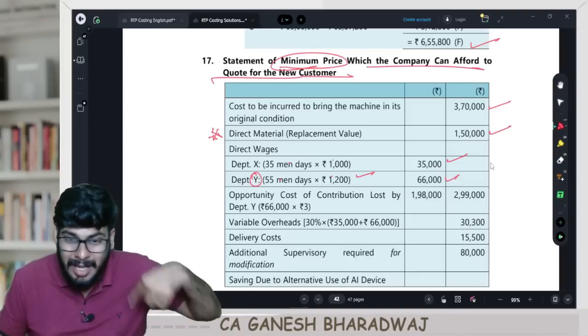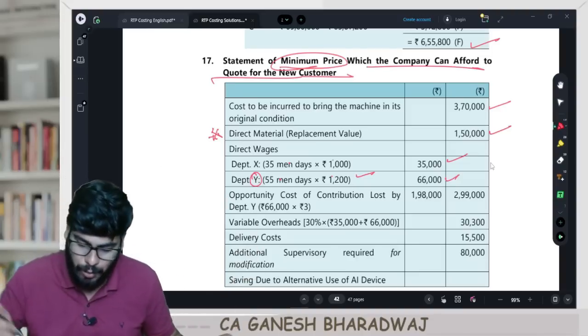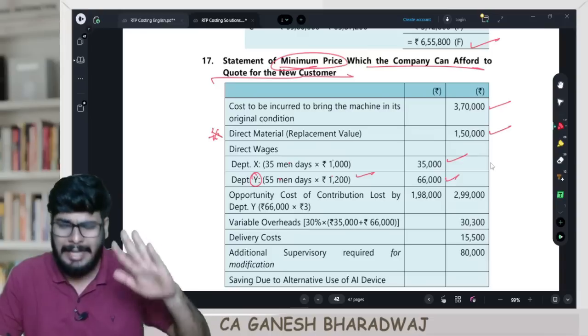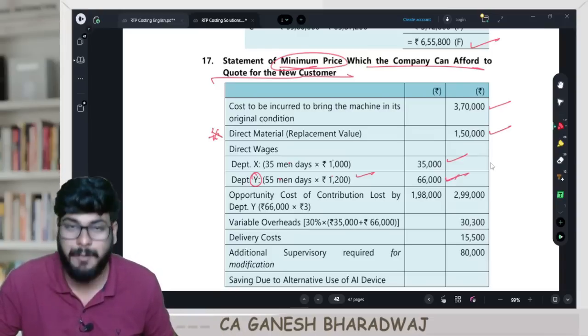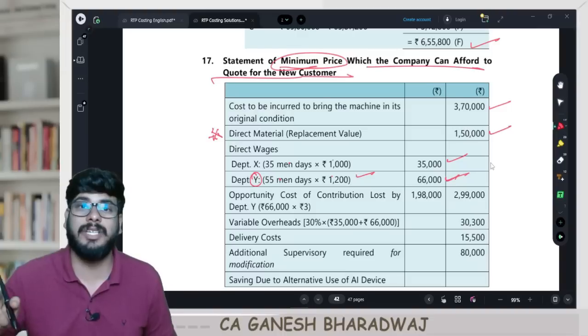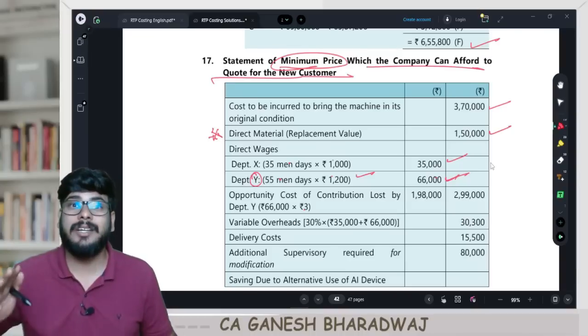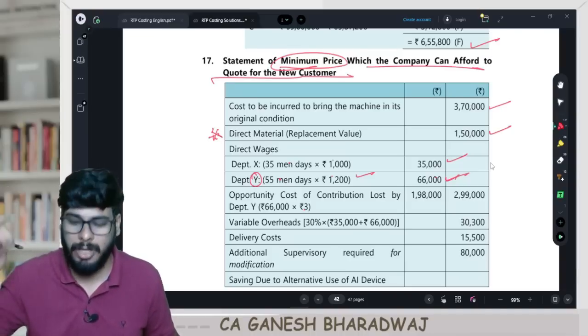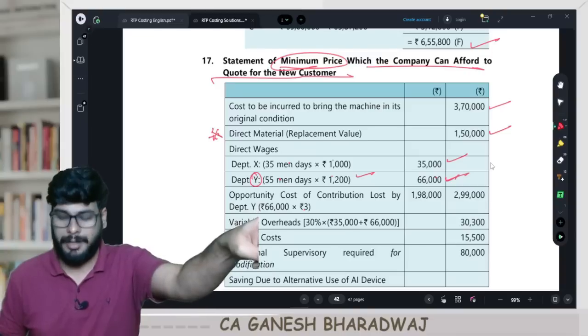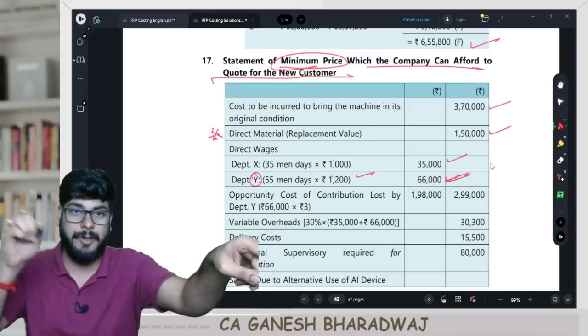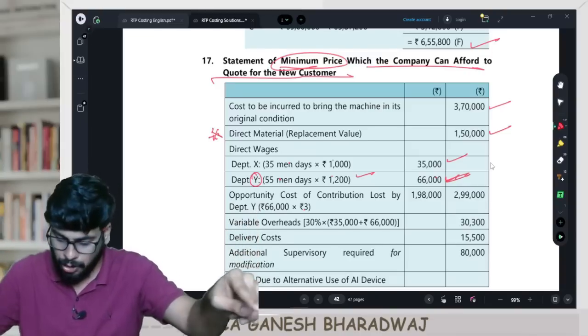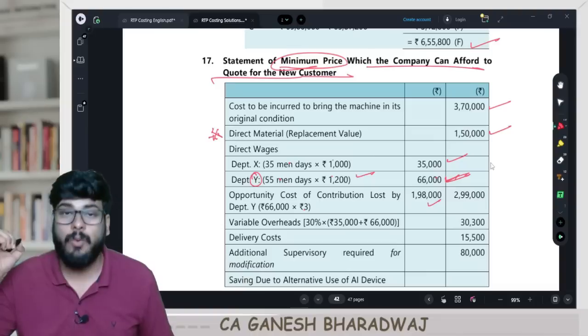So because I am going for this project, I need to use the services of department Y labor that is going to cost me 66,000, and because of this I am losing out on contribution. How much is that? 66,000 into 3. That is also one more cost, an opportunity cost for me. So because I am going for this order, I am not only incurring the 66,000 rupees in department Y, I am losing out on contribution to the extent of how much?